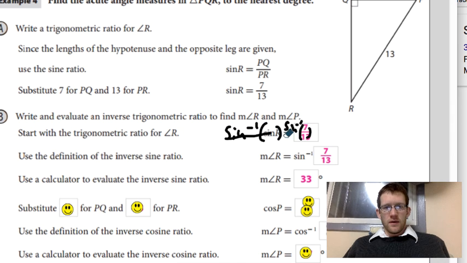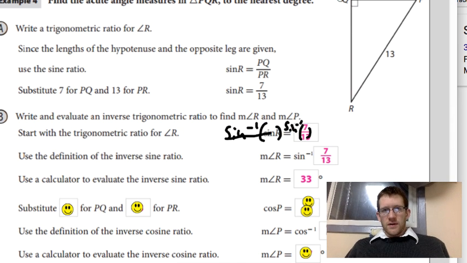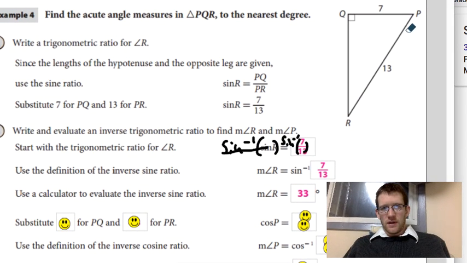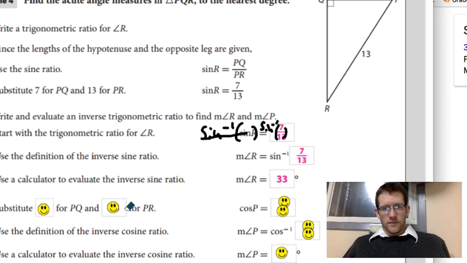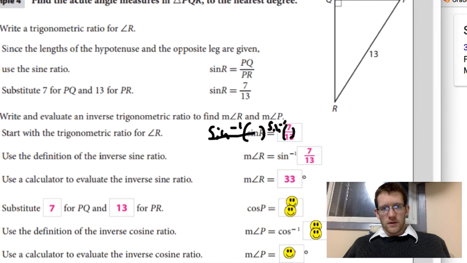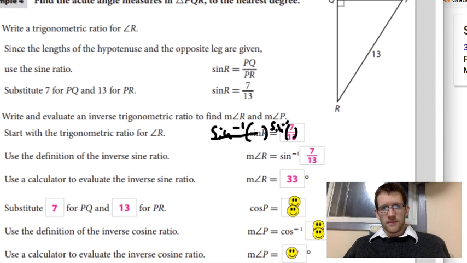Sorry. So if angle R is 33 degrees, now we need to find angle P. And for angle P, we know the adjacent and we know the hypotenuse. So we can do adjacent over, the cosine is adjacent over hypotenuse. So the cosine of angle P is 7 over 13.